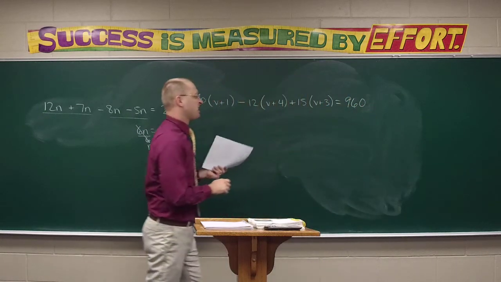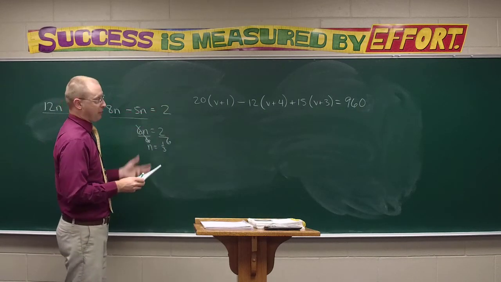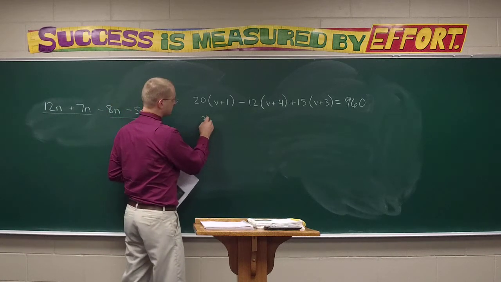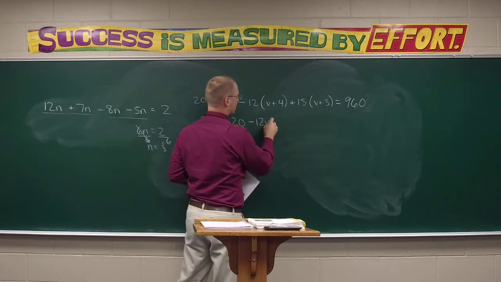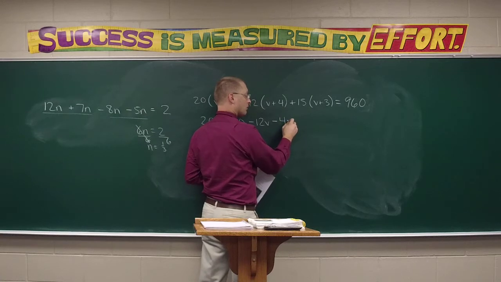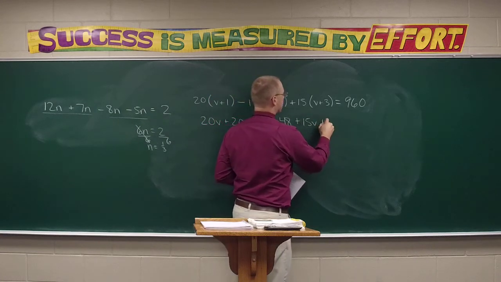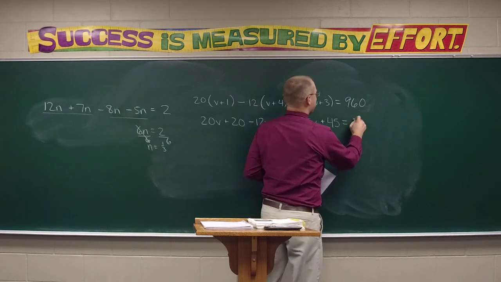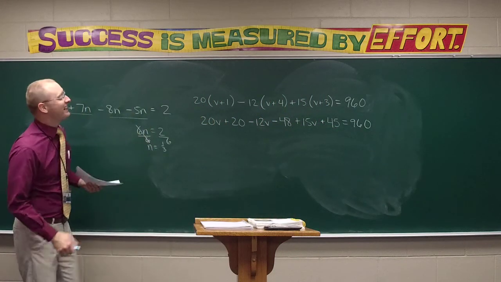From here, it's just a lot of distribution. And honestly, you could have done it in that same step where you were doing the other, but I wanted to at least show this much on the board. What do we get now, Kendall? 20v plus 20, then negative 12v, negative 48, then positive 15v, positive 45. Equals 960. She's like, I don't know why I say it, doesn't listen to me anyway.